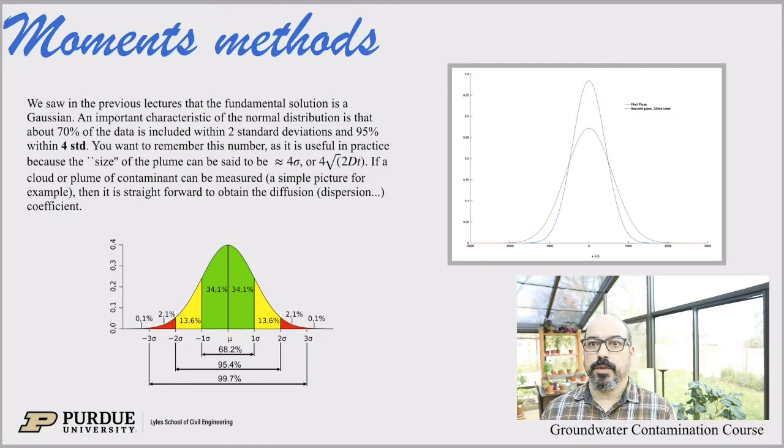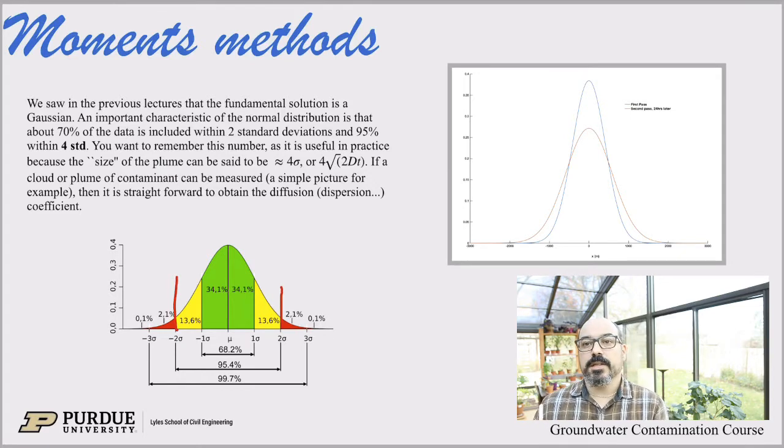Now the good news is we know a lot about Gaussians, right? So from statistics, we know that 95% of the data is contained within 4 standard deviations. And we've seen before how we can calculate standard deviations from data. So there's a lot of things that we do know, right?